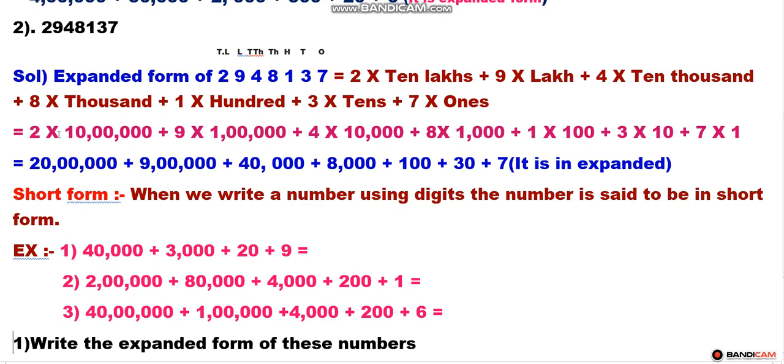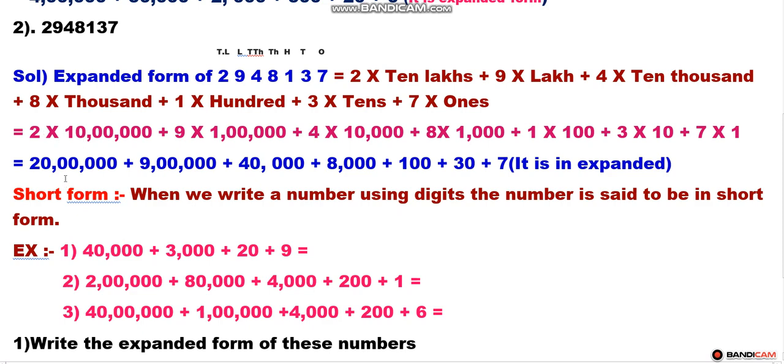Number names. See, 2 into 10 lakhs. Write here number. 9 into 1 lakh. Write here number. 4 into 10,000 plus 8 into 1,000. Don't forget to put the plus. Plus 1 into 100 plus 3 into 10 plus 7 into 1. Now multiply and simplify that.